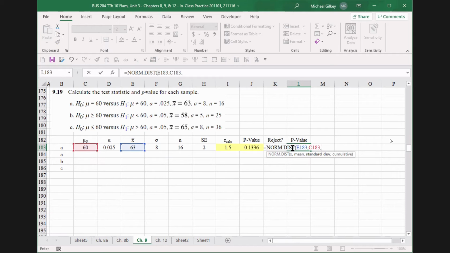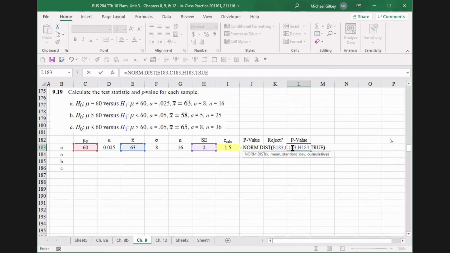Would we be using the standard error or the normal standard deviation in this case? Now, particular, you tell me. I think we use the standard error. Yes. We only use standard deviation to compute standard error. Once we've done that, we don't ever use it again. Right? And then cumulative, true.